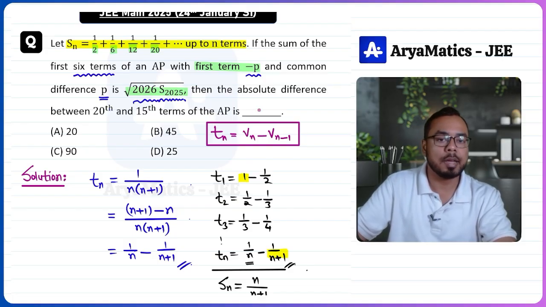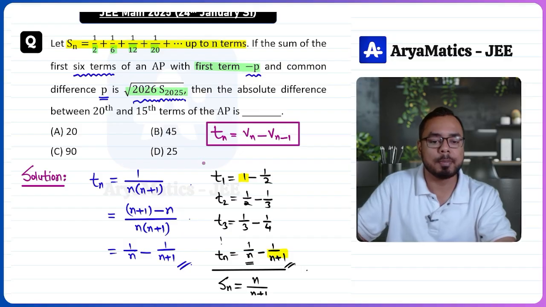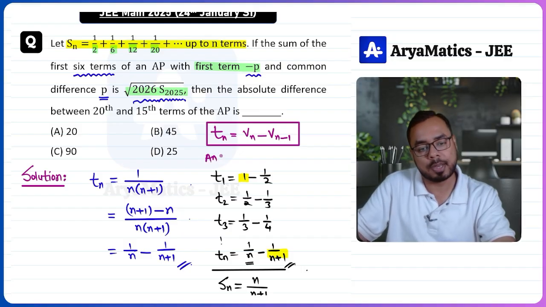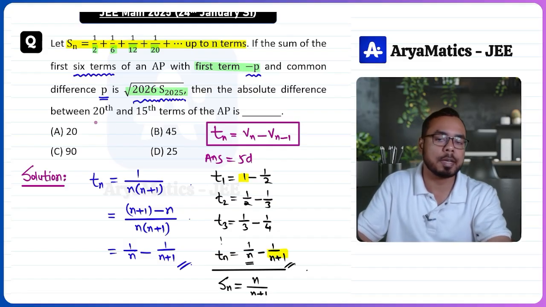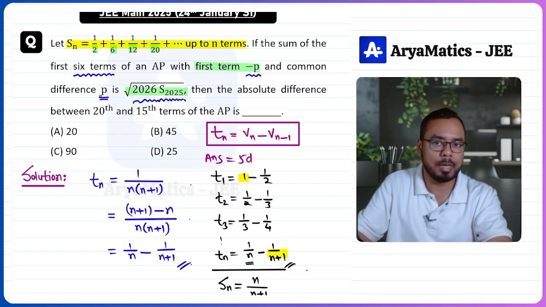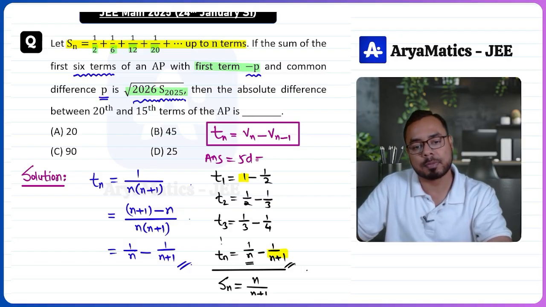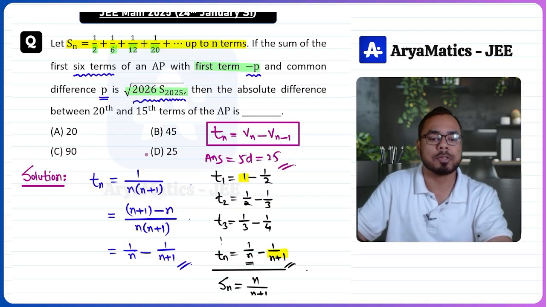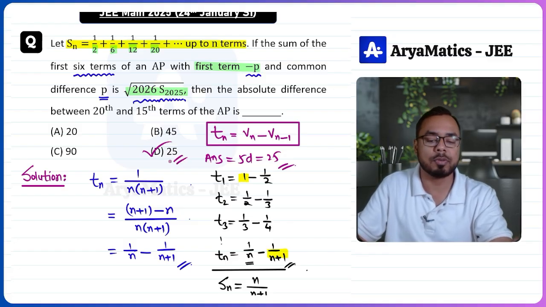Now we need the absolute difference between the 20th term and the 15th term. So clearly you can see that the difference will be nothing but 5D, right? 20th term means A plus 19D, and 15th term means A plus 14D. So the difference will be 5 times the common difference. Common difference P is 5, so therefore this will become 25. So the correct answer for this problem will be the fourth option.